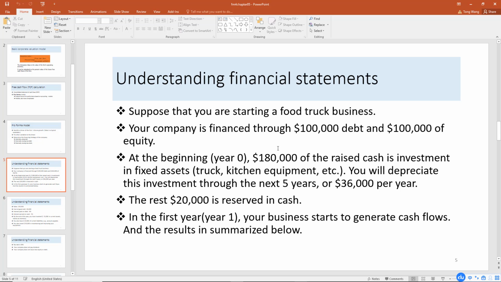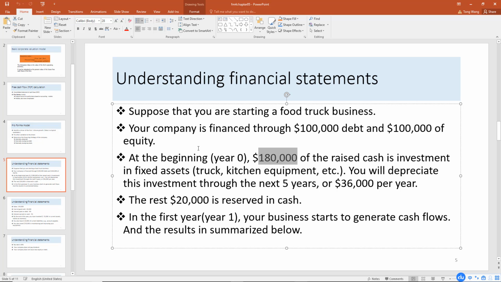So at year 0, after you raise this money, you're going to spend $180,000 on fixed assets, such as a truck, kitchen equipment, and so forth. And you're going to assume that the depreciation rate is 20% per year, meaning the fixed asset is going to depreciate over the next 5 years. So on average, the dollar amount is $36,000 per year. After spending this money on truck and equipment, you still have $20,000 left. So that's going to be your cash.